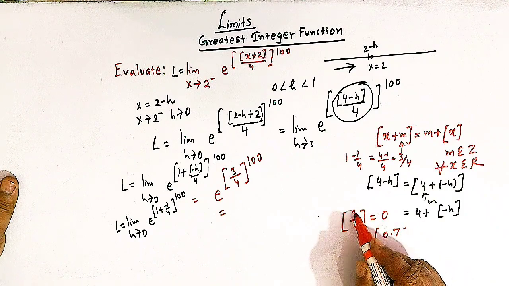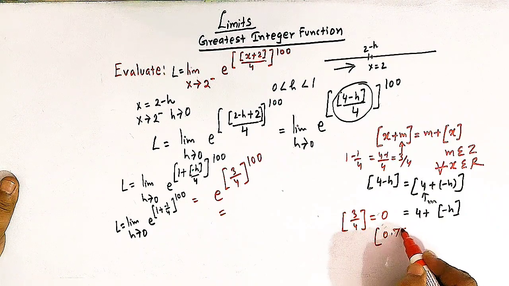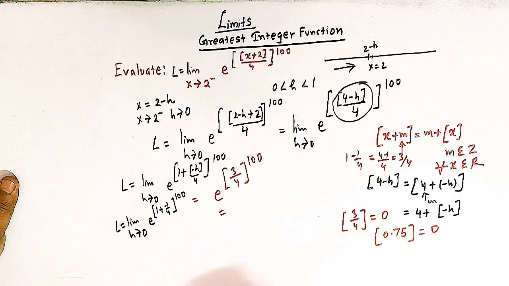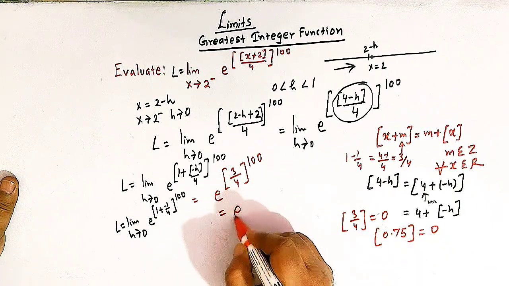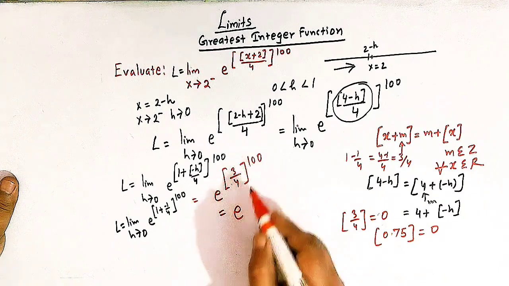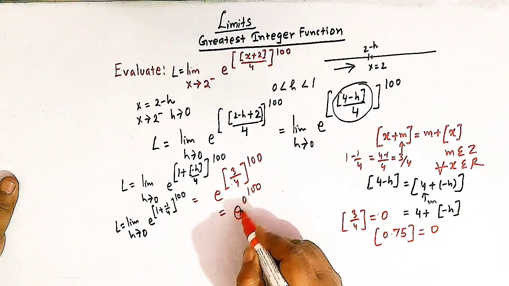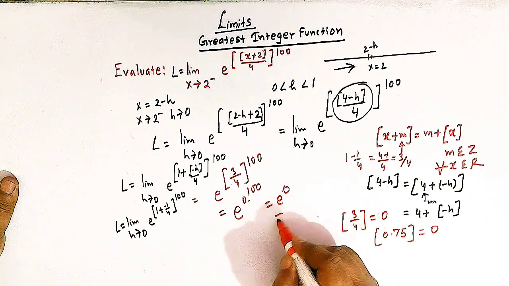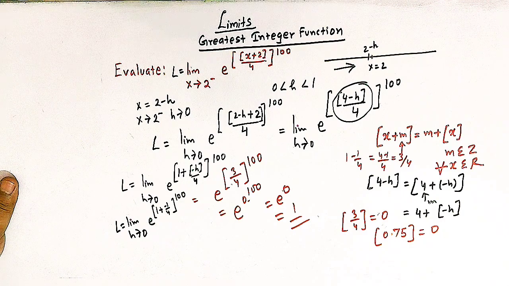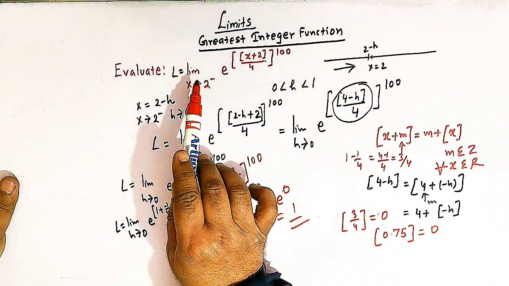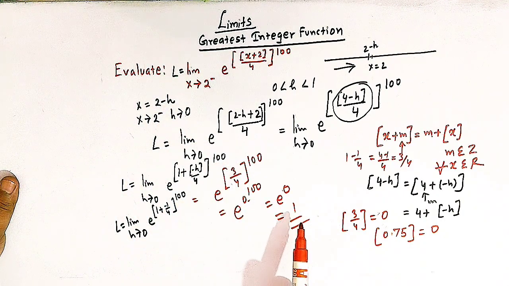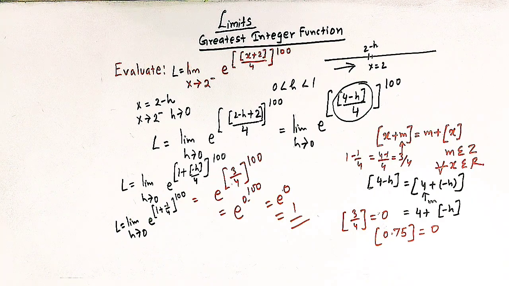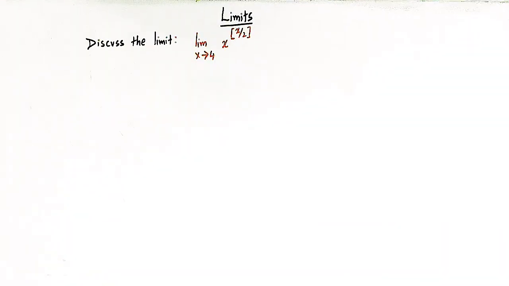So this is 0. So here we have e raised to 0 raised to 100, and this term is 0. So we have now e raised to 0, that is equal to 1, right? So the limit of this function is equal to 1 when x approaches 2 from the left of x is equal to 2.